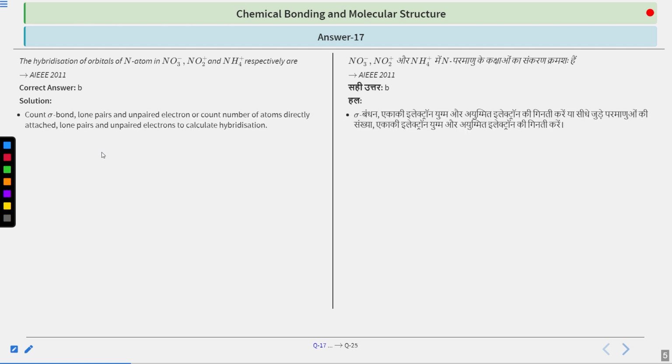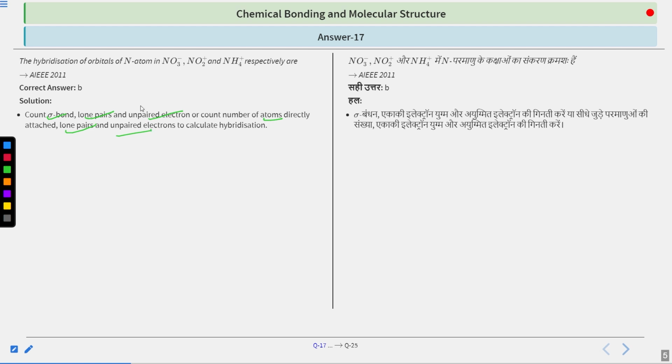What we have to do is count sigma bonds, lone pair and unshared electron pair, or count the number of atoms directly attached, lone pair and shared pair electron to calculate hybridization. So first thing we can do is count sigma bond, lone pair and unshared electron. Second thing we can do is count directly attached atom, lone pair and unshared pair. So they are the same thing in a way.